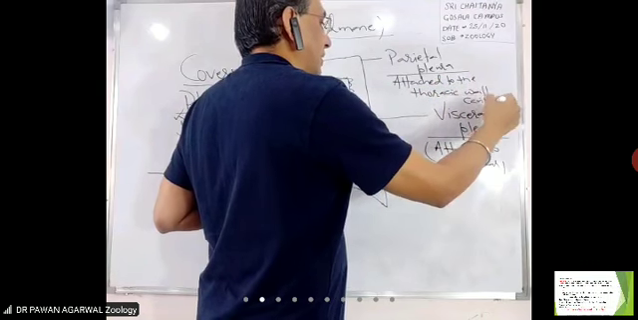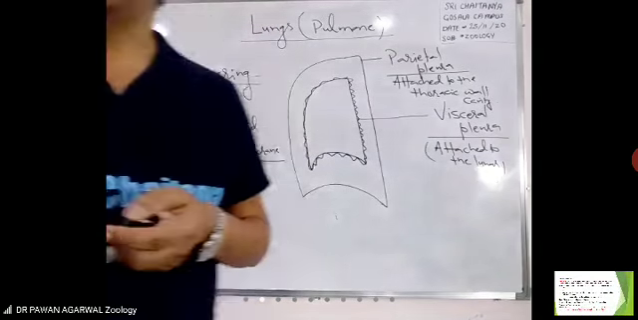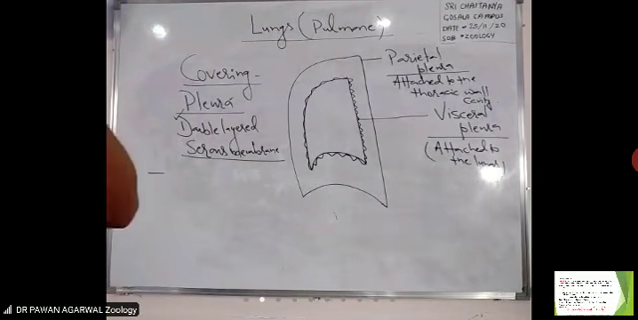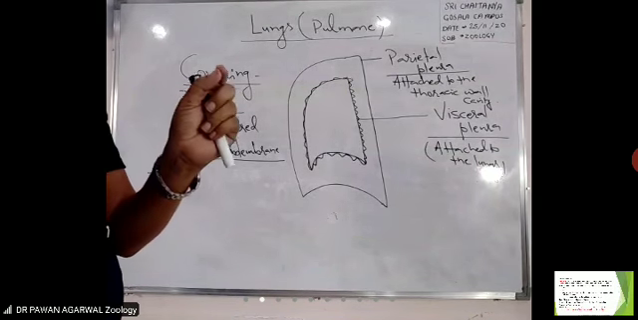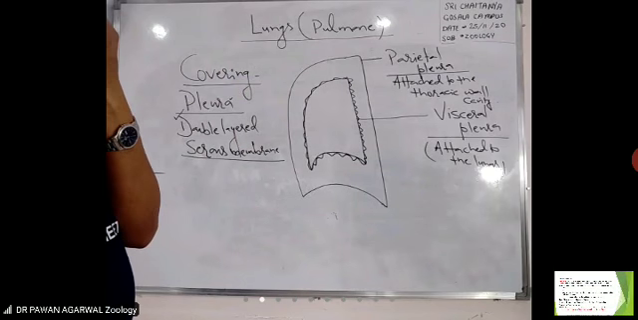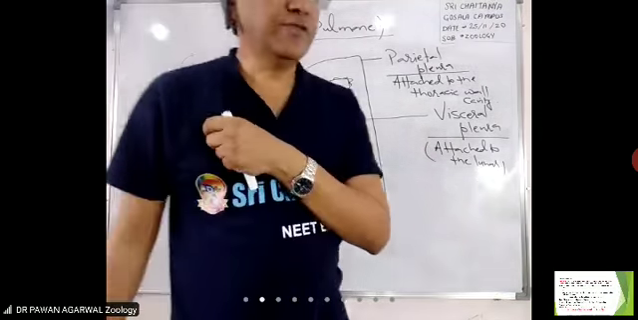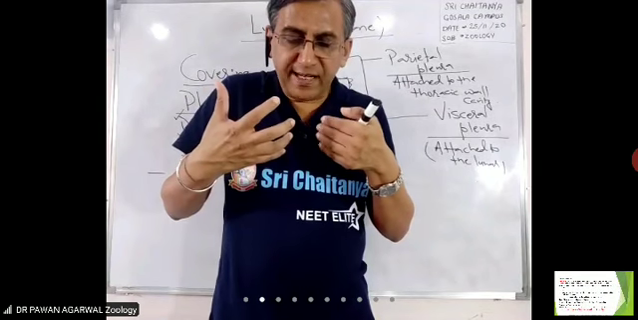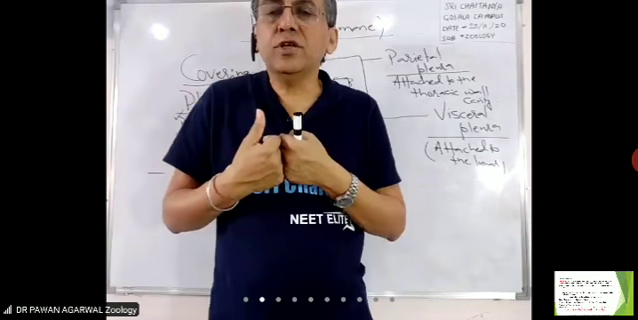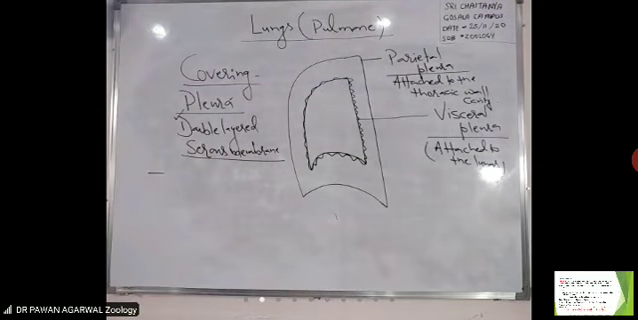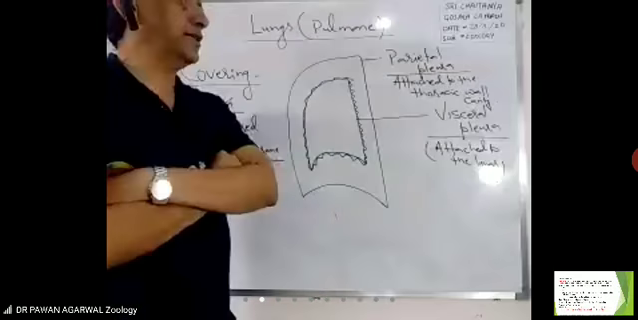Okay? So there are two layers of pleura. The inner one is the visceral pleura, and the outer one is the parietal pleura. The inner visceral pleura is attached to the lungs, and the outer parietal pleura is attached to the thoracic wall cavity. It is very important because when there is expansion in the chest wall, there is expansion in the thoracic cavity also, because the parietal pleura is attached with the thoracic wall cavity.